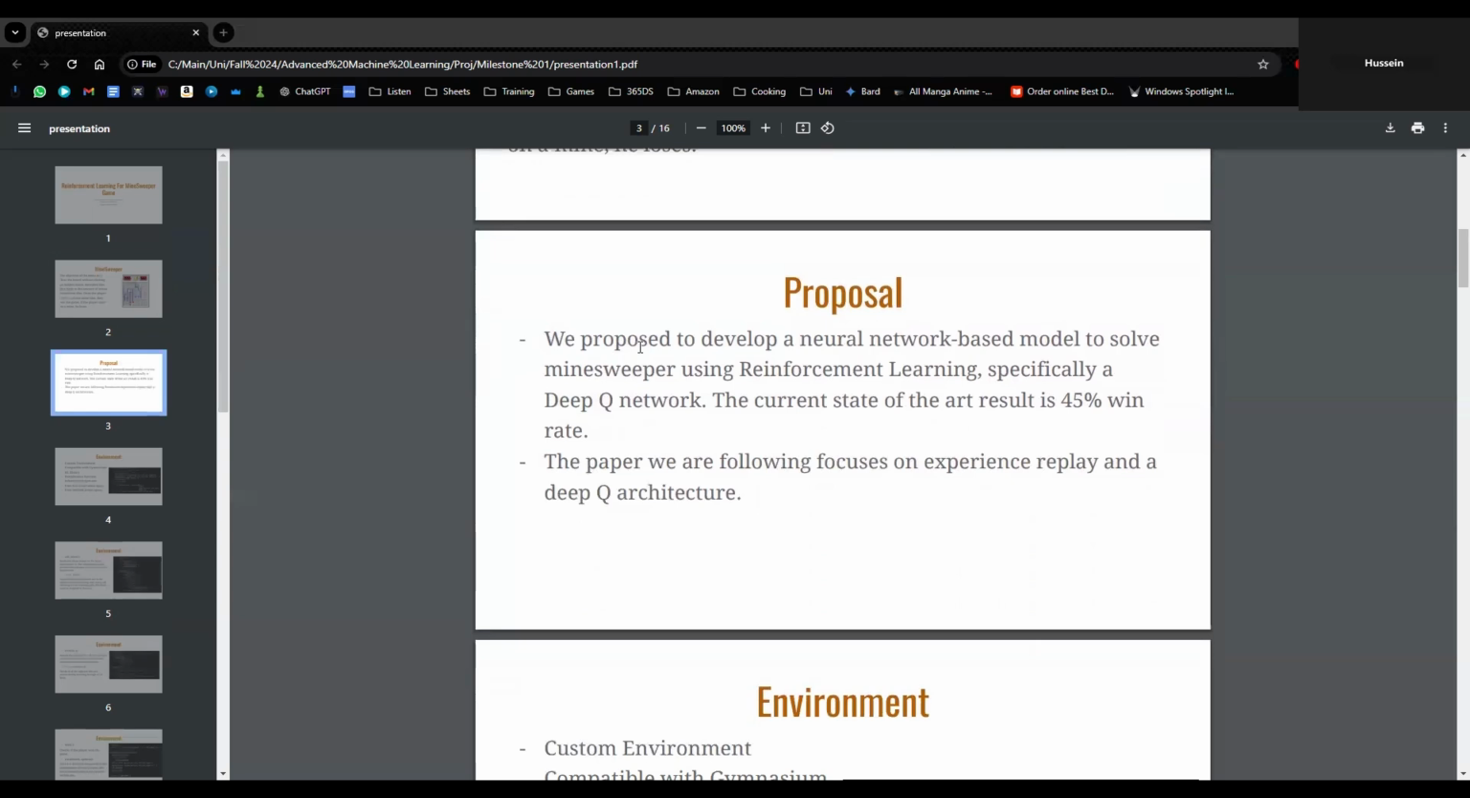So we first proposed to develop a neural network that is based on Q-learning and specializes in experience replay and a deep Q architecture. So with the paper that we're following, we found that there's a current state of the art of 45% win rate.